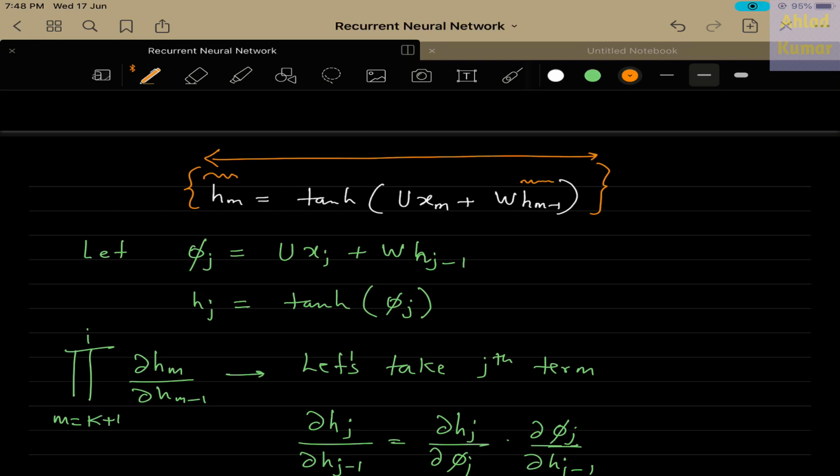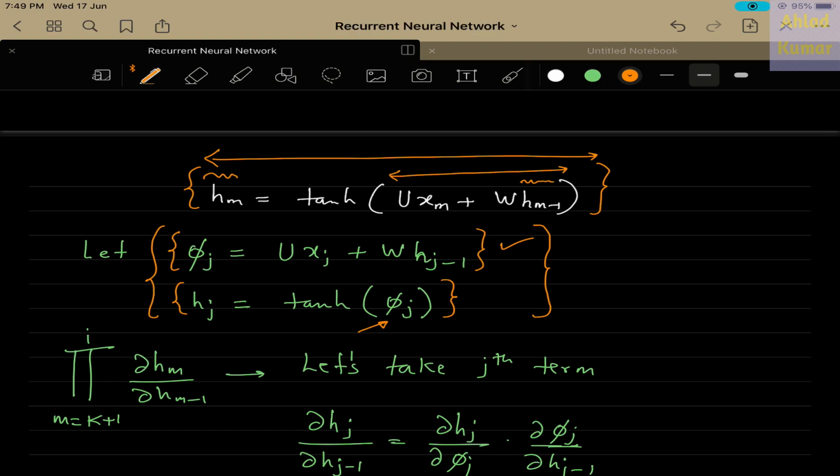So let us do one thing. Let's break this equation into two parts. The first part we are calling phi of j, which is the inside of this equation: phi j equals u xj plus w h of j minus 1, and then h of j equals tanh of phi j. Let's keep these two equations aside for a second, and then we will make use of them.